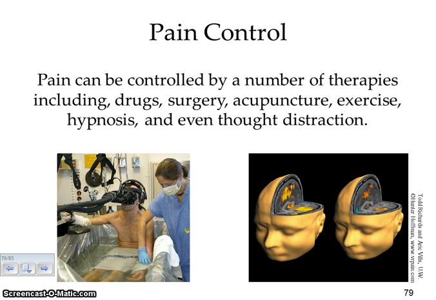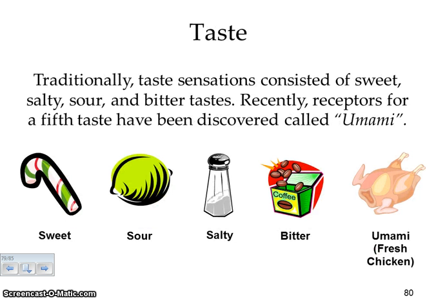So pain can be controlled by a number of therapies like drugs, surgery, acupuncture, exercise, hypnosis, and even through distraction. So that's like with hypnosis or like meditation and stuff. That's that whole breathe when you're in pain, try and breathe out the pain.